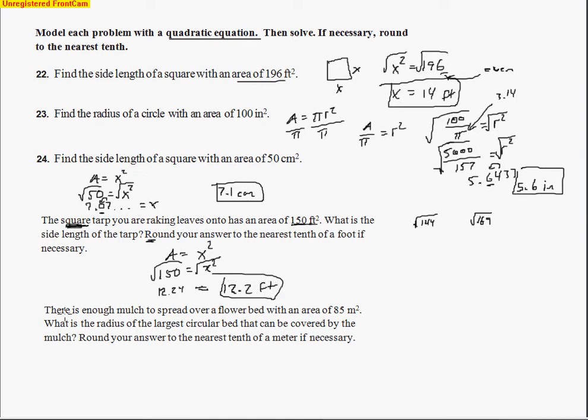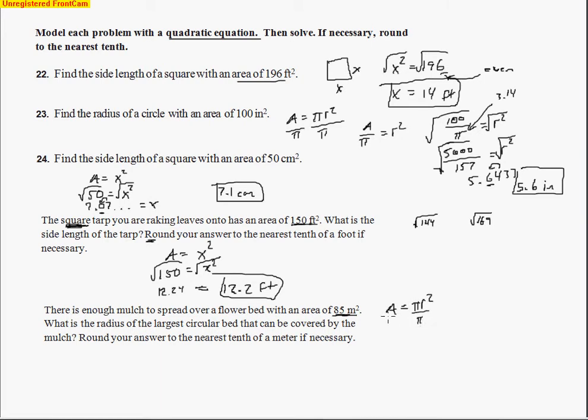Well, here it says there is enough mulch to spread over a flower bed with an area of 85 meters squared. What is the radius of the largest circular flower bed that can be covered by the mulch? So it's the same problem as number 23, just more words. And so we've got the same situation. Area equals pi r squared.